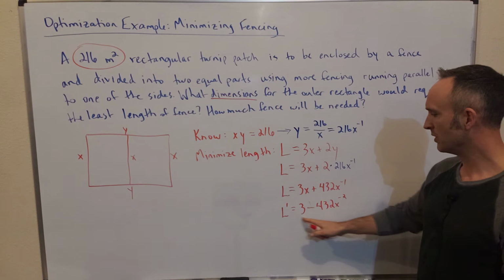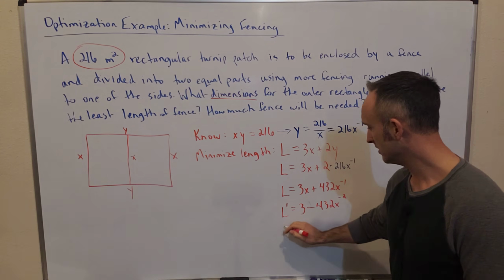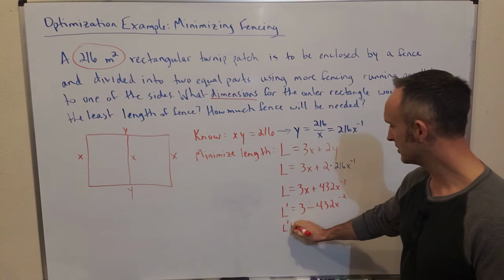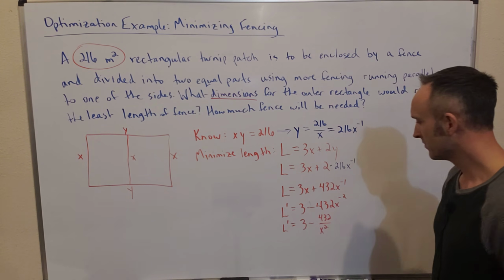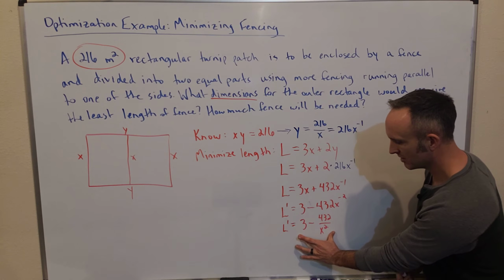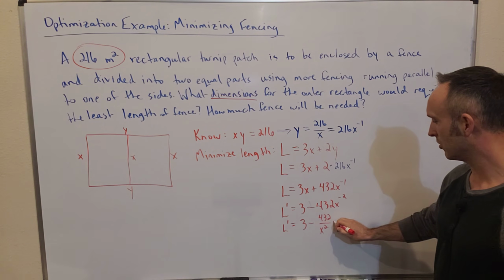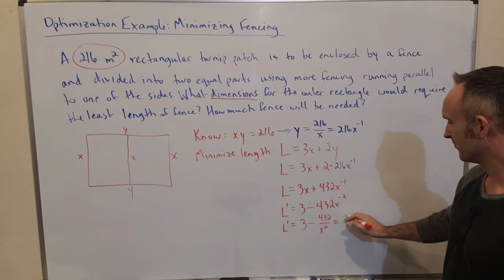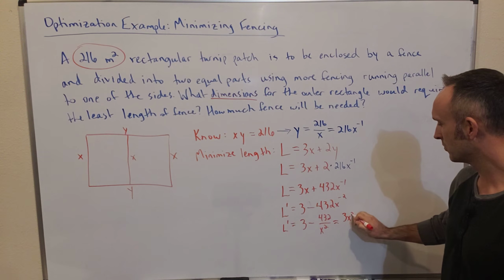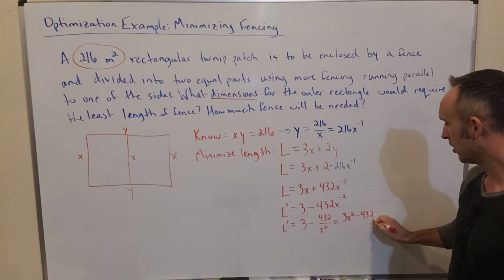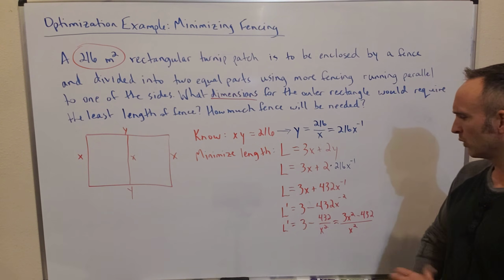And now, if I want to minimize the length function, I need to find the critical numbers from our derivative. So, because I've got this x to the negative second, it's useful to think of this back as a fraction. And we have to figure out where the derivative is undefined and where it equals 0. Now, my personal recommendation is to go ahead and get a common denominator and put all this together. So this would be 3x squared over x squared. So I get 3x squared minus 432 all over the common denominator of x squared, okay? So that's one way you can do it.